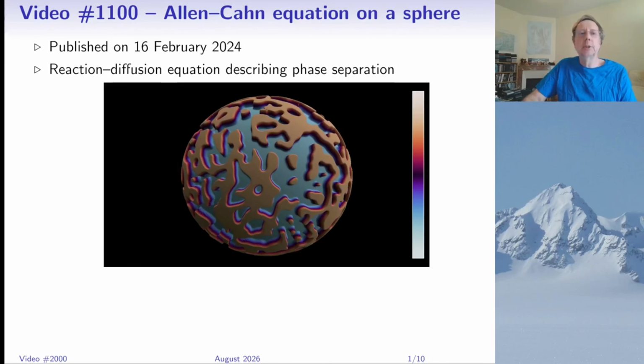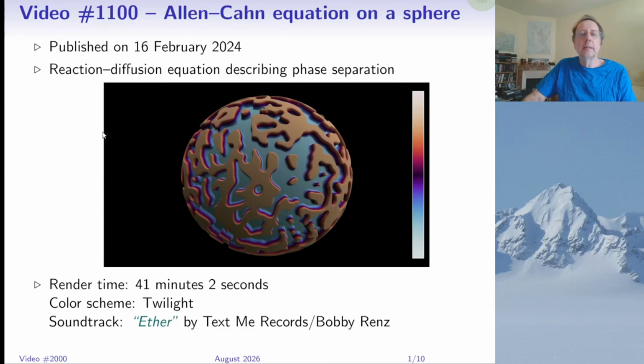So this video was published in February 2024, and it took a bit over 41 minutes to render. The color scheme is called Twilight, and the soundtrack is Ether by bobbyrenz at MacDougall. So let's have a look.